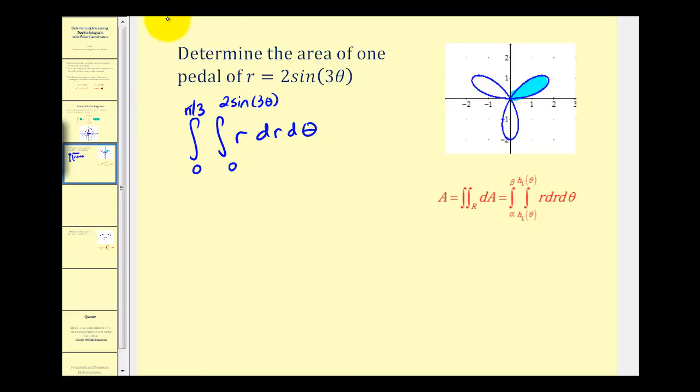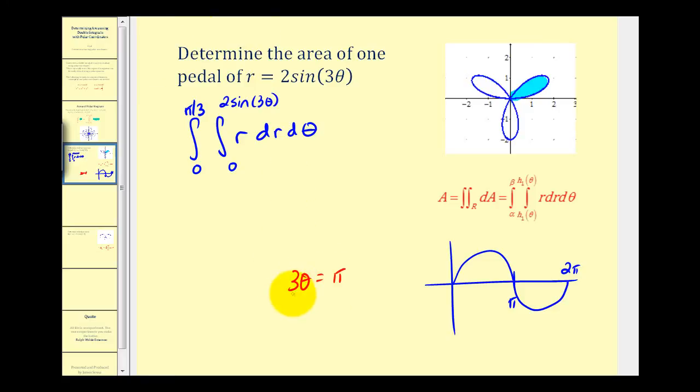Now another way to get this interval by hand would be to take a look at the basic sine function. We know the period is 2 pi, so here would be at pi. So from 0 to pi, the sine function goes up to 1 and back to 0, which would represent one petal here if we had just sine theta, but we have sine 3 theta. So if we let 3 theta equal pi and then divide both sides by 3, notice we'd also get the interval from 0 to pi/3.